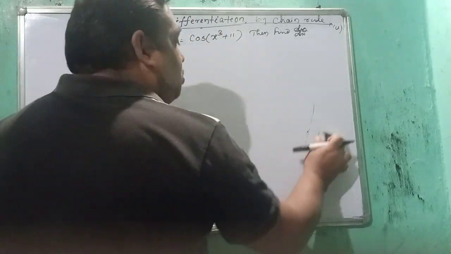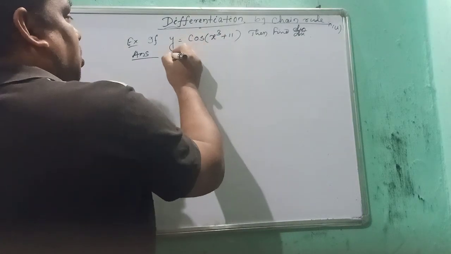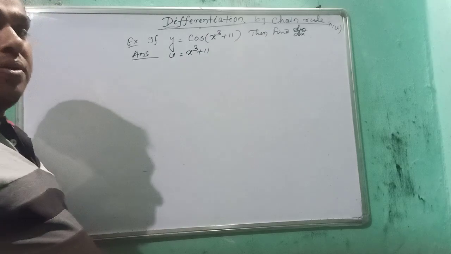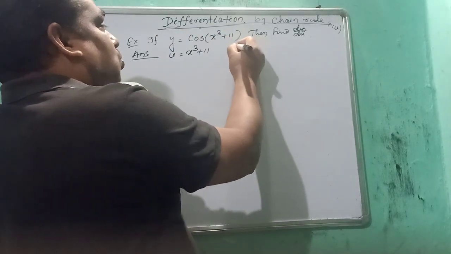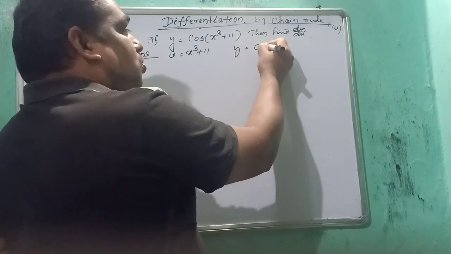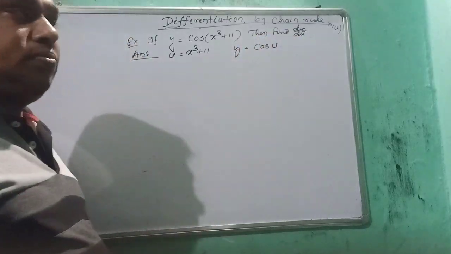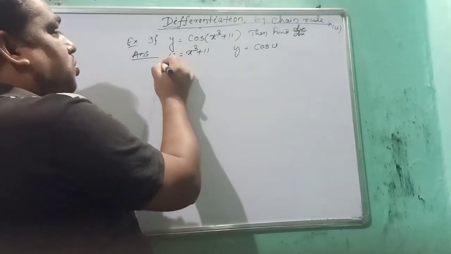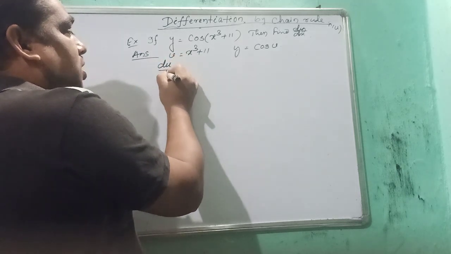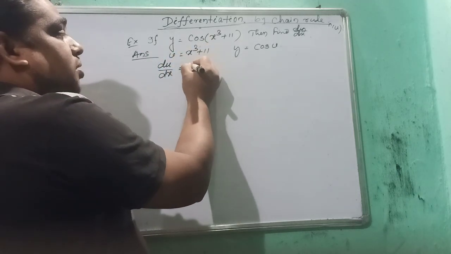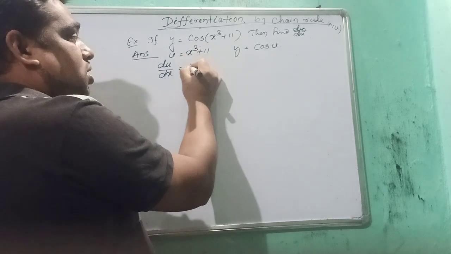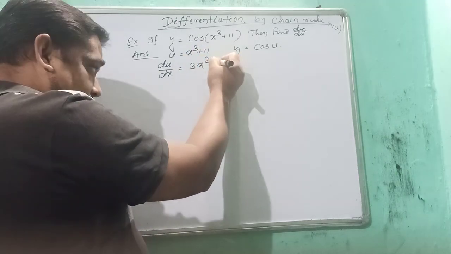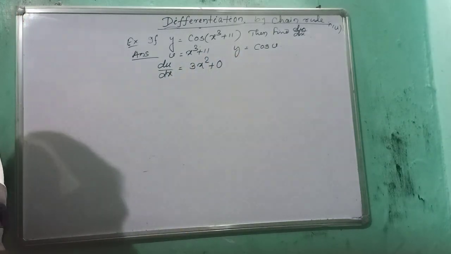So in this case, which one is taken as u? Here u is taken as x cubed plus 11, and y is equal to cos u, because x cubed plus 11 is u. Then u is equal to x cubed plus 11 means what is du by dx? The derivative of x cubed is 3x squared, the x to the power n formula applies here, and the differentiation of 11 is 0.